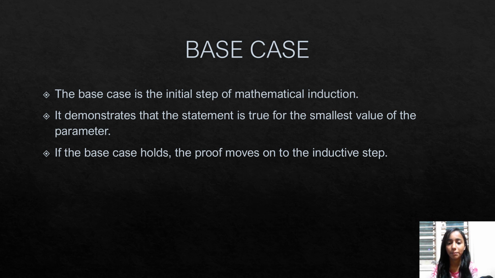Next is base case. The base case is the initial step in a mathematical induction proof. It involves proving that the statement is true for the smallest value of the parameter, typically n equals 1. This step is crucial as it provides the foundation for the induction process. If the base case is valid, the proof can proceed to the inductive step. Without a valid base case, the entire proof falls apart.